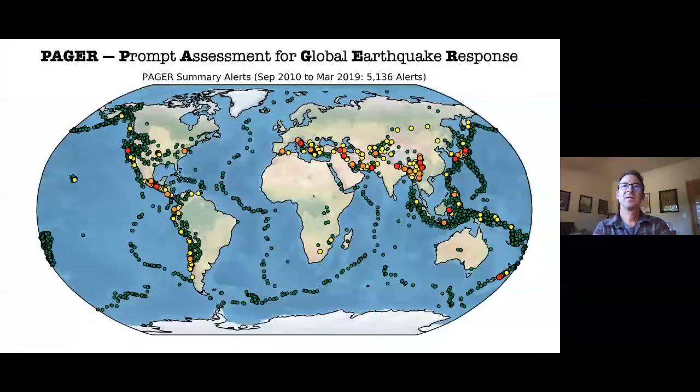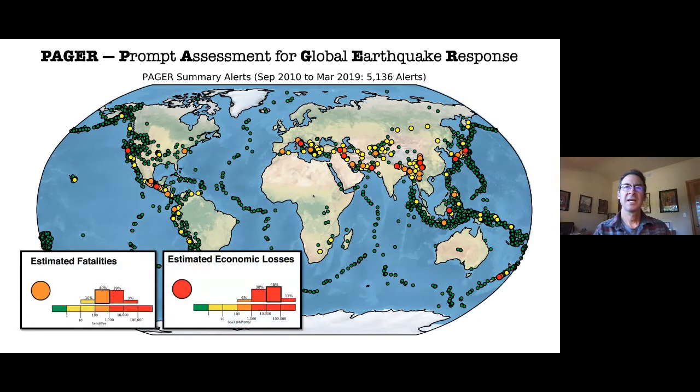So we do that, and this is, again, what it looks like for the globe for the 10 years that we've been doing this. And these color codings, again, are the fatalities and economic losses that we estimate for each earthquake. And that works automatically within about 10 to 15 minutes of the earthquakes around the globe. And this is the key to the PAGER system.